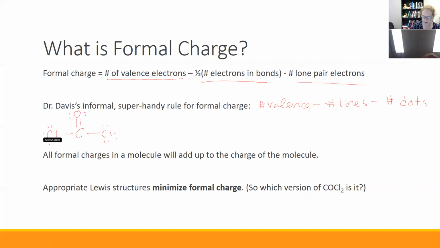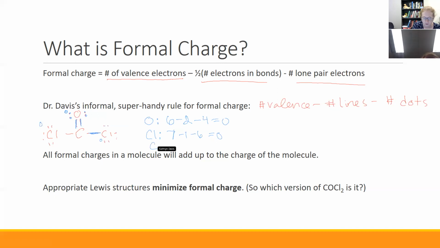If I look at oxygen, I see that oxygen touches 4 dots and 2 lines. And so oxygen would have a formal charge of 6 valence electrons from the periodic table, minus 2 lines, minus 4 dots. It has a formal charge of 0. So oxygen, I'm going to put a little 0 next to for formal charge. The chlorines, they have 7 valence electrons in the periodic table. They touch 1 line, and they touch 1, 2, 3, 4, 5, 6 dots. They have a formal charge of 0 as well. So I put nice little zeros next to all of those.